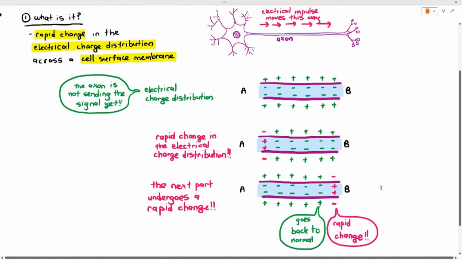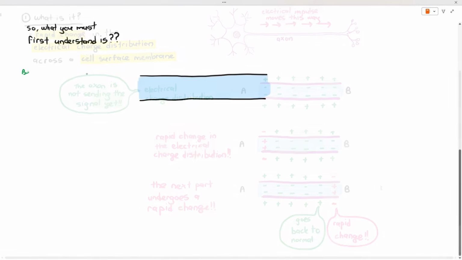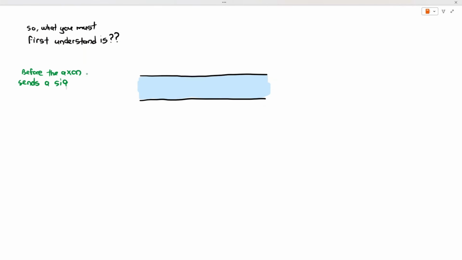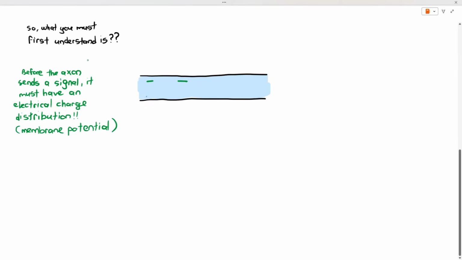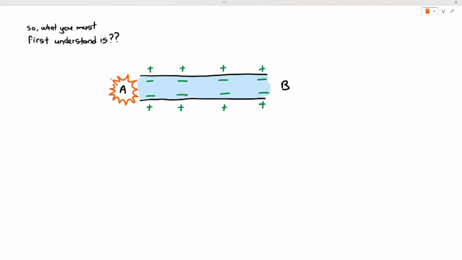It just continuously happens. Now, if you're still not sure, what you must first understand is that for the axon to send a signal, it must have an electrical charge distribution, also referred to as membrane potential, where the inside is represented with negative and the outside is positive, where the inside has a lower charge and the outside of the axon has a higher charge. Good. That's called the electrical charge distribution along the cell surface membrane. And then what happens when A gets stimulated? We want to send the signal from A to B.